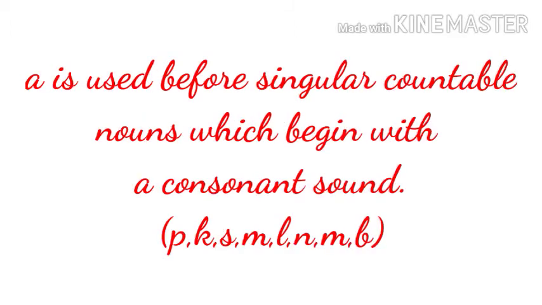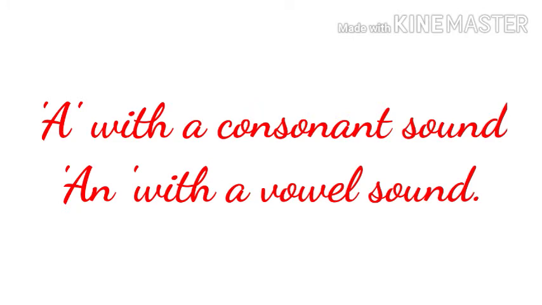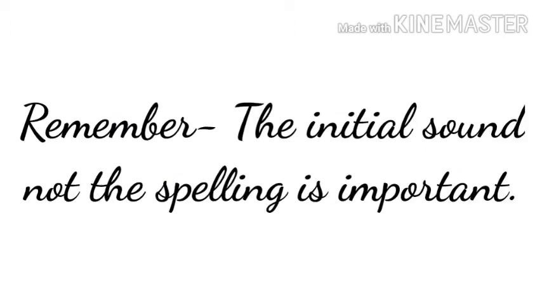And if the word takes a consonant sound, what is a consonant sound? The sound of consonants, b, t, d, s. Then they will take a. So remember, a with a consonant sound and with a vowel sound, it takes an. What does it take? An. Students, when we talk about a or an, it is very important to remember that the initial sound, not the spelling, is important.